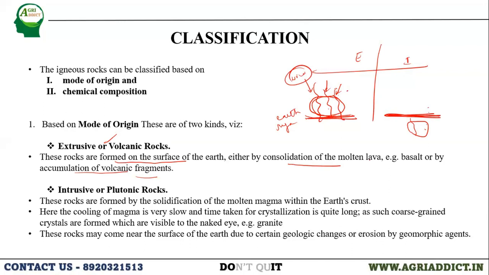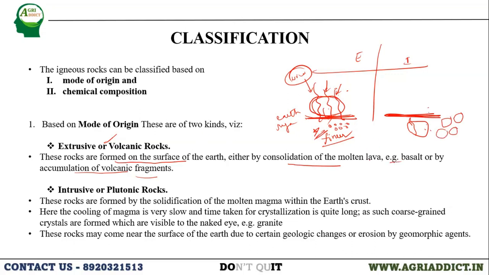So what happens when there is more disintegration? More particles will be generated. That means finer texture will be present in extrusive rocks. If we see intrusive rocks, the disintegration won't be that much there. External factors also won't influence that much. So the core structure will be present. That means larger size particles will result.